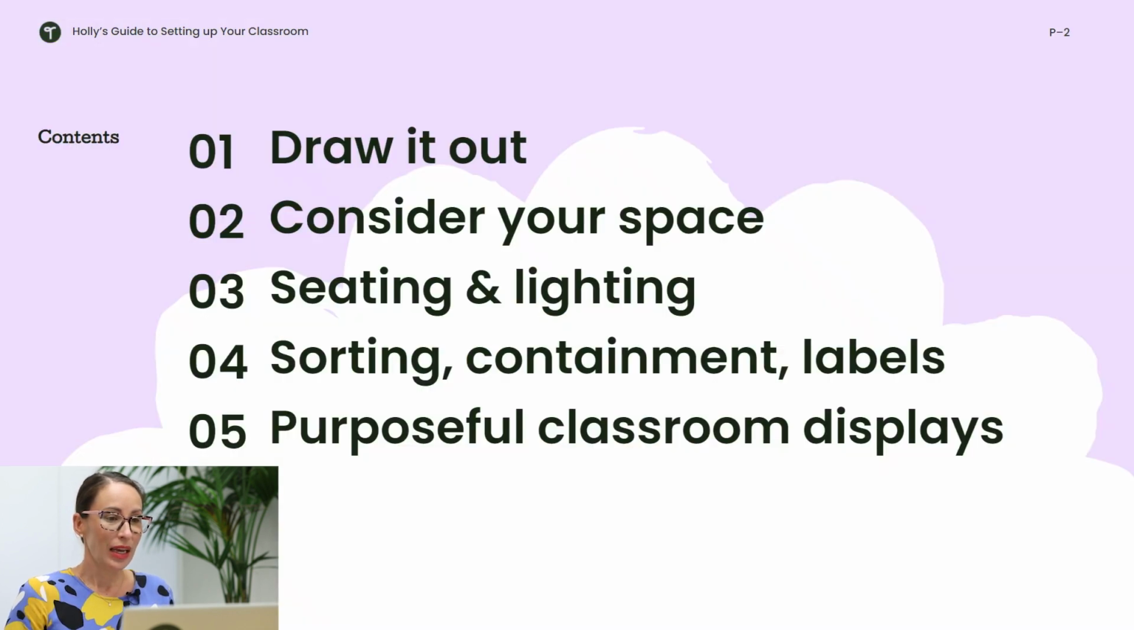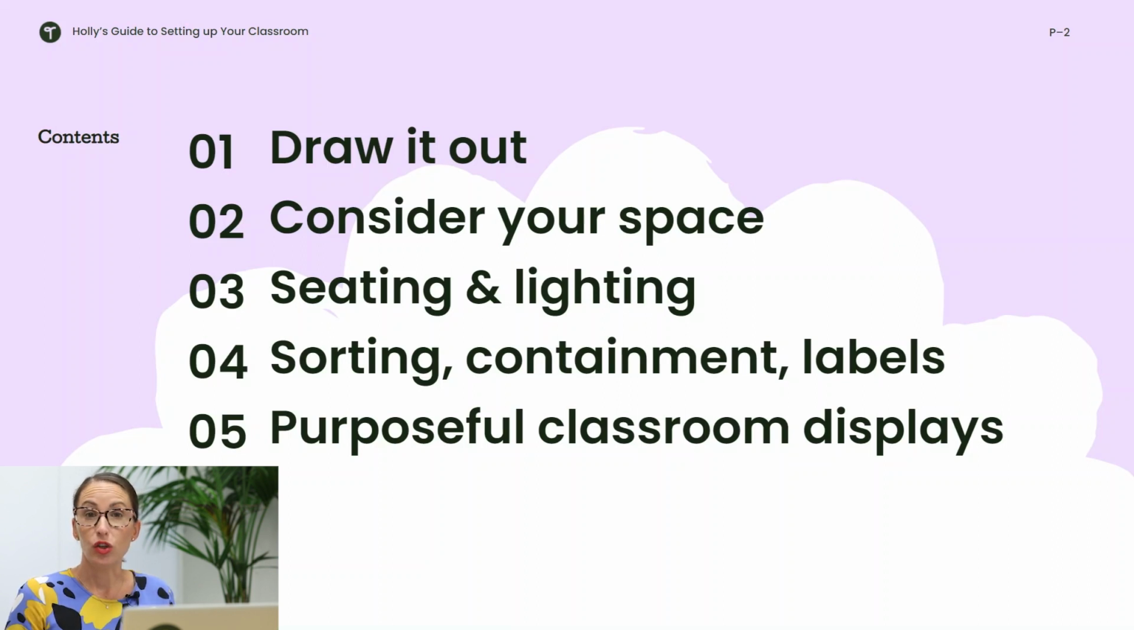So throughout this webinar, I've divided it up into 5 sections, and these are the 5 steps that I went through when I was setting up my classroom. The first thing is draw it out. If you've been into the classroom, you know what size it is. If you haven't, you might have to do this when you walk in, but draw out how you want your classroom to look. You could do this beforehand and then reassess as you see the space that you've got, but literally draw it out.